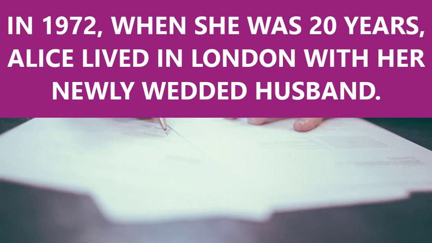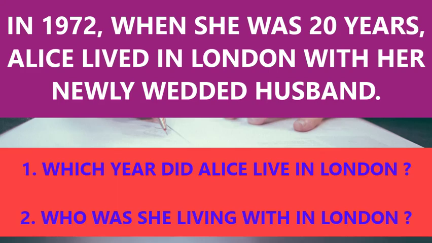The sentence again. In 1972, when she was 20 years, Alice lived in London with her newly wedded husband. Examples of factual questions include: 1. Which year did Alice live in London? 2. Who was she living with in London?